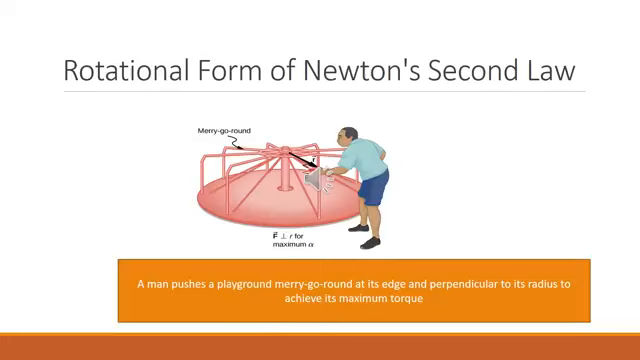This is a figurative description of Newton's second law of rotation, where to achieve maximum torque, a man pushes a merry-go-round at its edge and perpendicular to its radius.